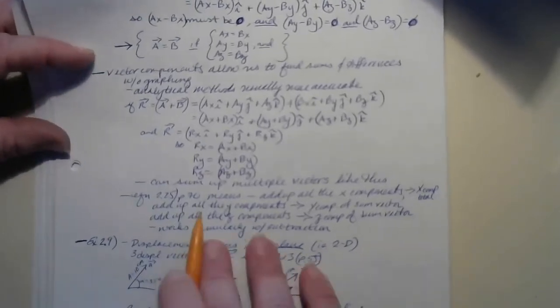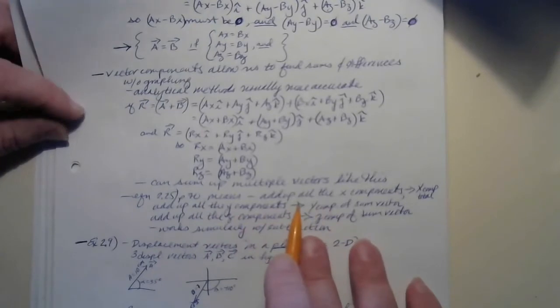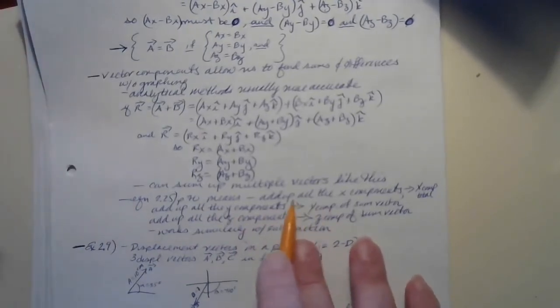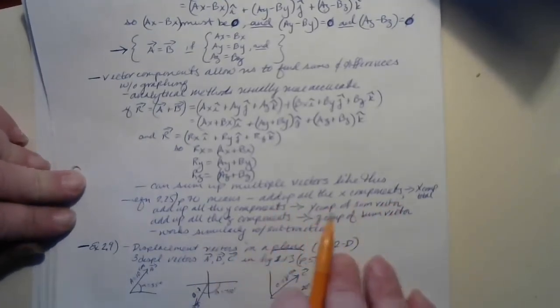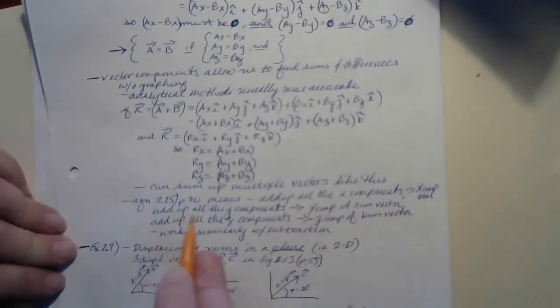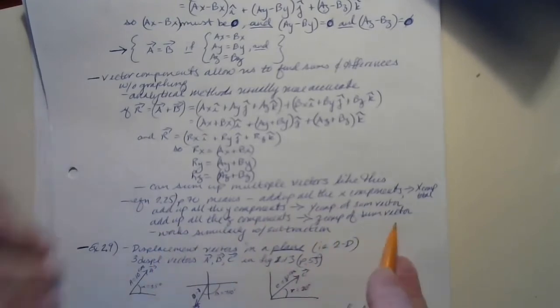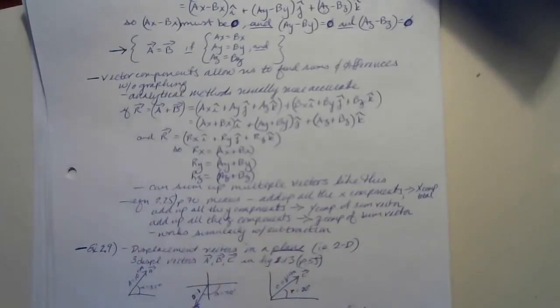Okay, and so that's what I was saying here. What it means is for the x component of the total vector or the resultant, you just add up all the x components of the individual vectors. For the y component of the resultant or sum vector, you just add up all the y components of the individual vectors. And for the z component of the sum vector or the resultant, you just add up all the z components of the individual vectors.